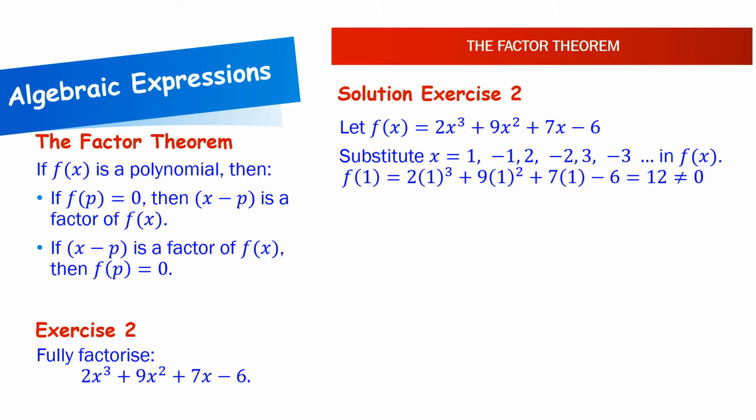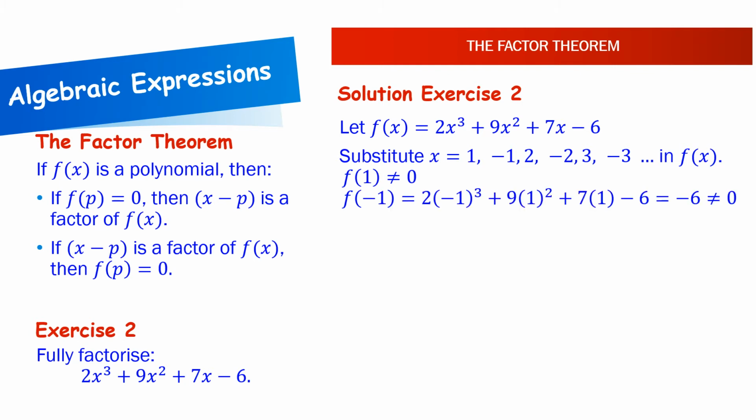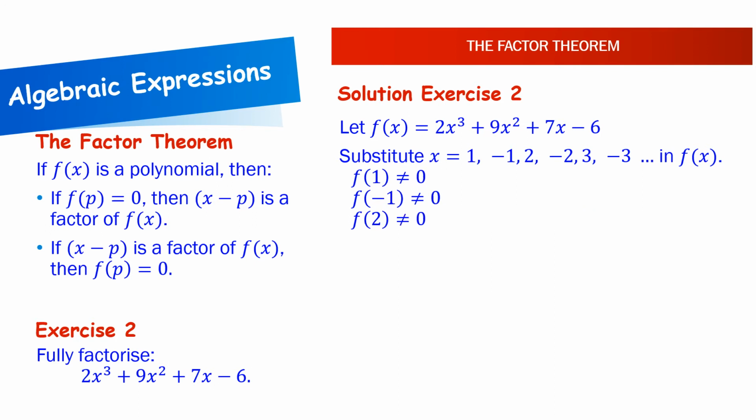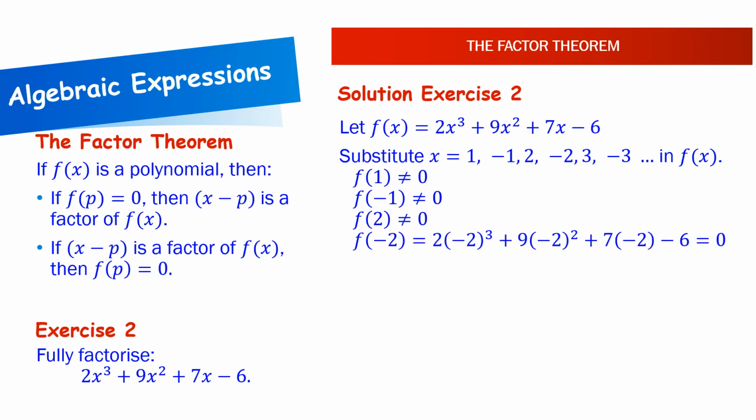Substituting x equals 1 gives us that f(1) does not equal 0. Substituting x equals minus 1 again gives us that f(minus 1) does not equal 0. Similarly, substituting x equals 2 gives us that f(2) does not equal 0. However, when x equals minus 2, we have that f(minus 2) equals 0.